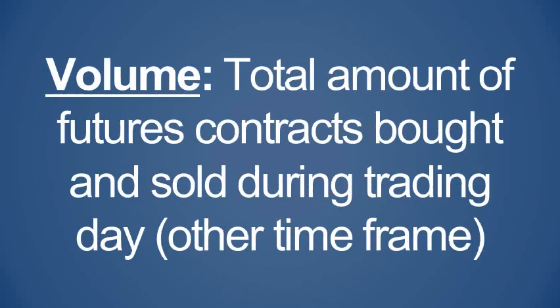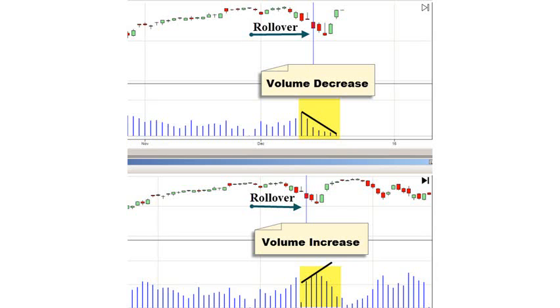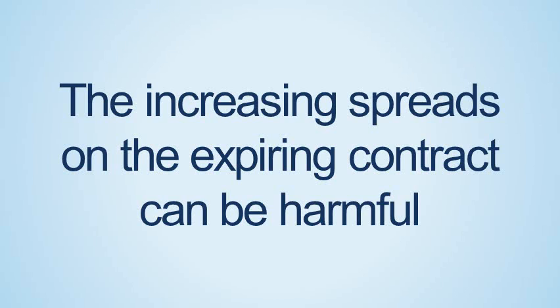Volume is just the total amount of futures contracts bought and sold during the trading day or any other time frame. So here we have a comparison of volume between the expiring month and the front month. You can see the gradual decline of volume plus the incline of volume in the front month. If you are not paying attention to rollover, you may start seeing its effects in terms of liquidity. The increasing spreads on the expiring contract can be harmful to you if you day trade, and the new contract will usually have very tight spreads on the rollover day.